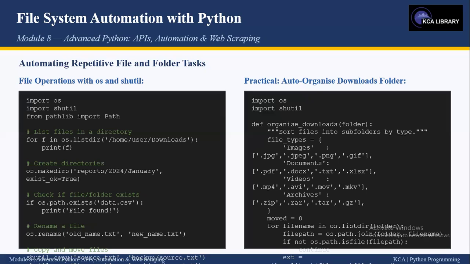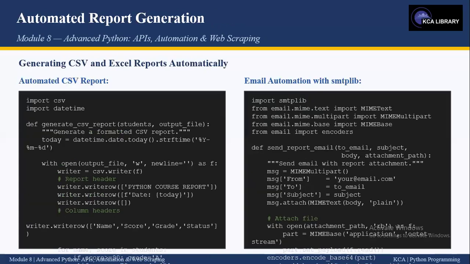The first example is file operations with os and shutil, while the second example is auto-organizing a downloads folder. This practical example demonstrates an automation script that sorts files in the downloads folder into subfolders by file type. The function defines a dictionary mapping category names to lists of file extensions. It then loops through all files, checks each file extension, and moves it into the appropriate subfolder, creating that folder first if it does not already exist. This type of script can save significant time when run regularly on a cluttered downloads directory.